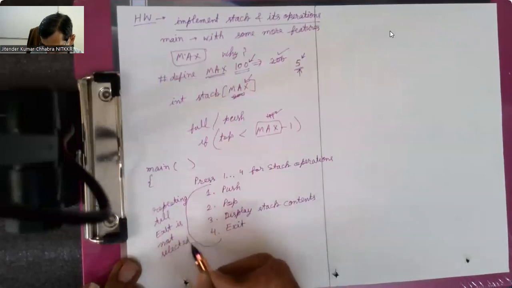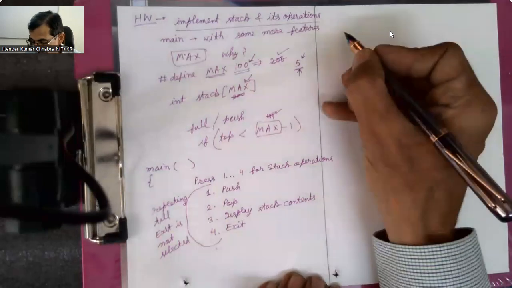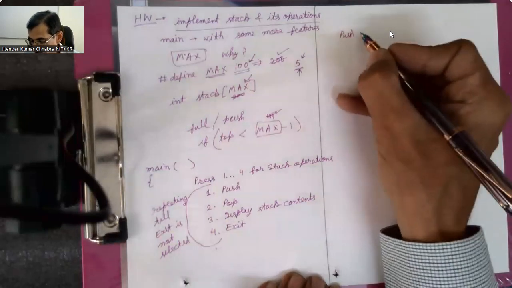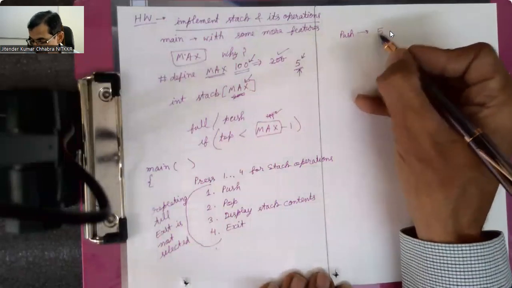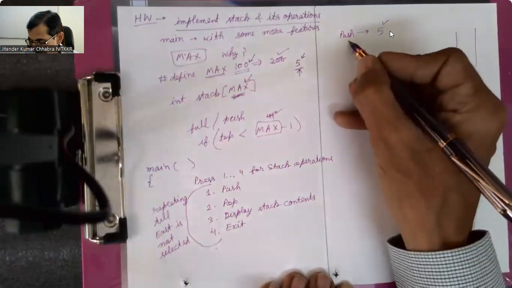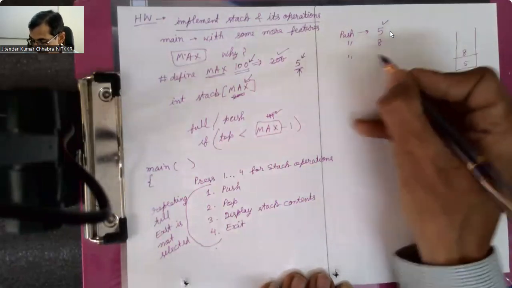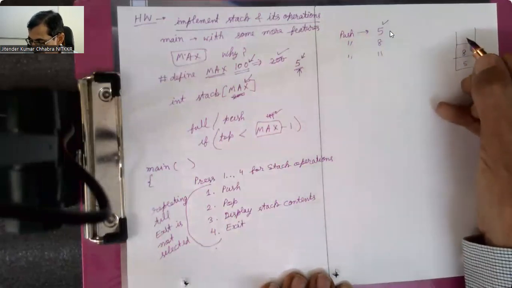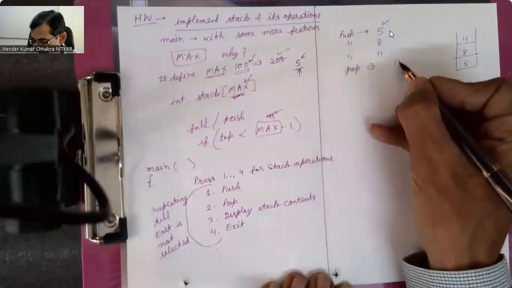So until you select exit, you keep on repeating. For example, I might say, okay, push. So it asks me with scanf, what value you want to push? Say I push 5. So my stack becomes 5. I again say push 8. It should store 8. I again say push 11. It should store 11. Then I say pop. So pop should display 11.